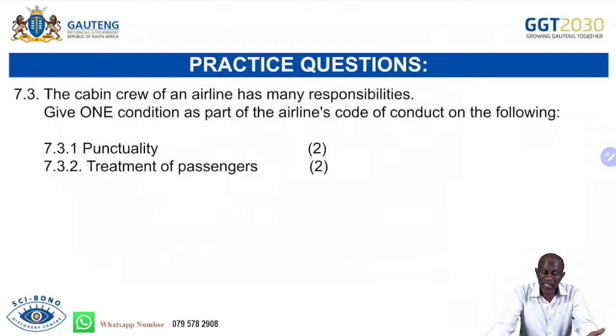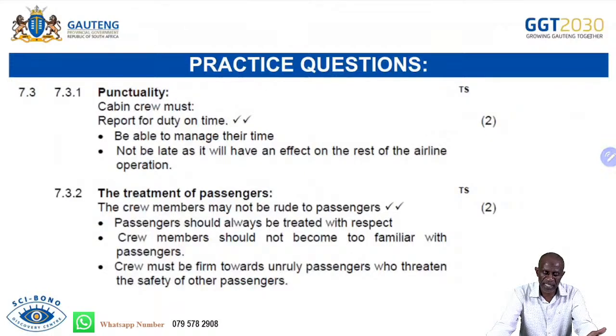As we move further with the practice questions, I am emphasizing the practice questions because of the reasons that I've explained before the start of this lesson. We are going to focus much on assessment, how this topic is assessed, because it was never assessed before. The cabin crew of an airline has many responsibilities. Give one condition as part of the airline code of conduct on the following: punctuality and treatment of passengers. Let's look at the answers.